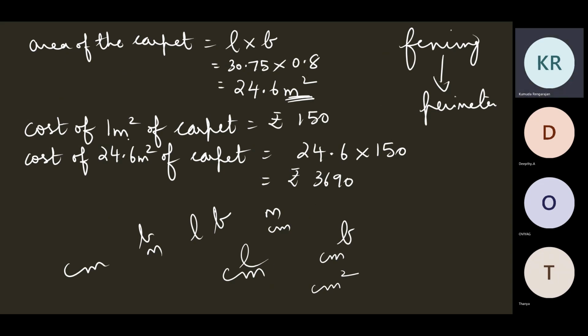Now, the cost of 1 meter square of carpet is 150 rupees. So the cost of 24.6 meter square of carpet, which is the area of the carpet, will be 24.6 into 150.